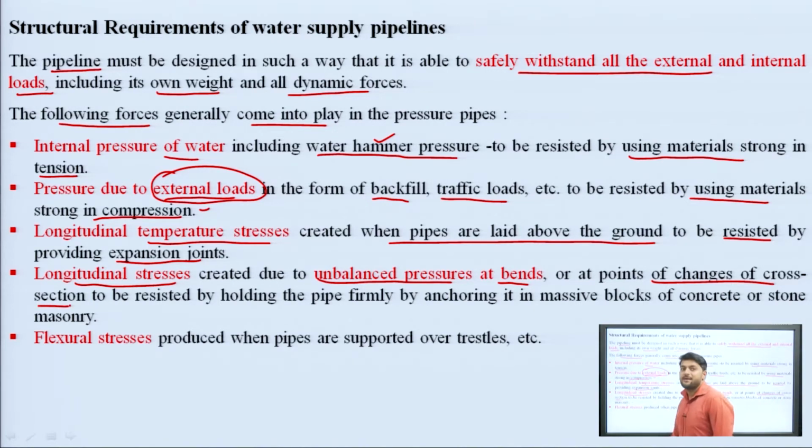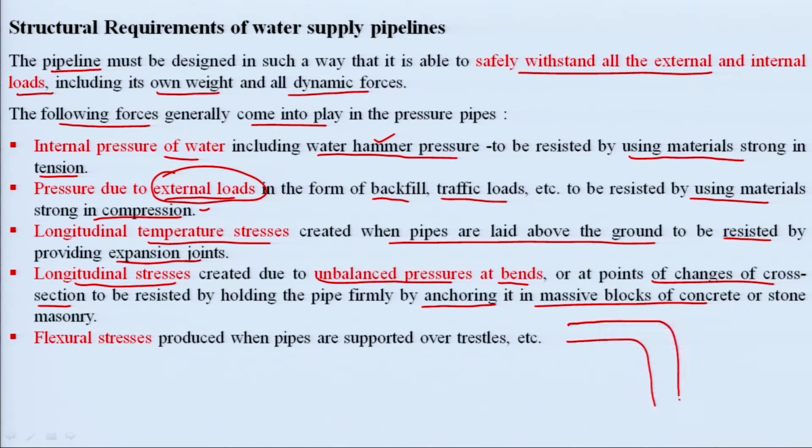How can this type of stress be resisted? This type of stress can be resisted by firmly anchoring the pipes in a massive block of concrete or stone masonry. At point A there is a bend, and at that particular point there is development of an unbalanced force, and because of that unbalanced force there will be development of a longitudinal stress.